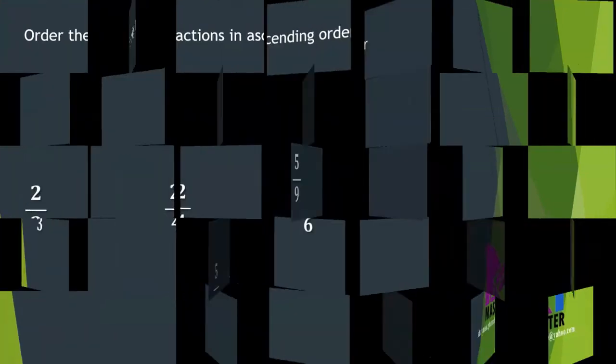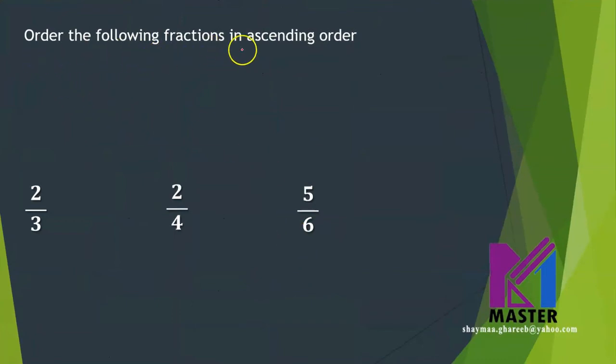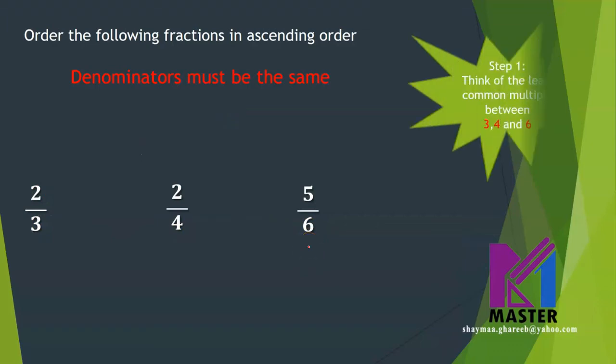Let's see. Next question. Order the following fractions in ascending order. 3 fractions with 3 different denominators. What did we say? Denominators must be the same. 3, 4, and 6. I have to think of a common multiple between the 3 and the 4 and the 6. How? We choose the biggest denominator, which is the 6, and we start to recall the multiples of 6. The first multiple of 6 is 6. Is 6 a multiple of 3? Yes. Is it a multiple of 4? No. So I will go to the next multiple of 6, which is 12.